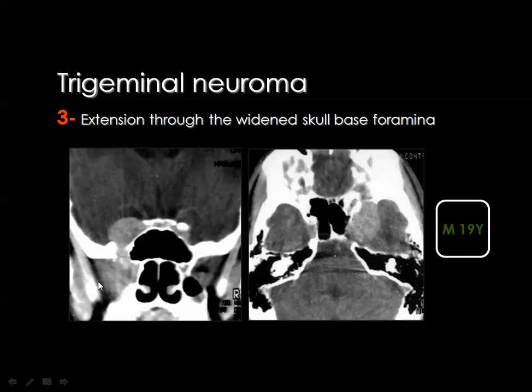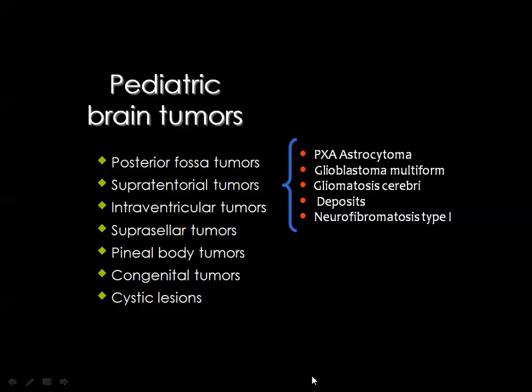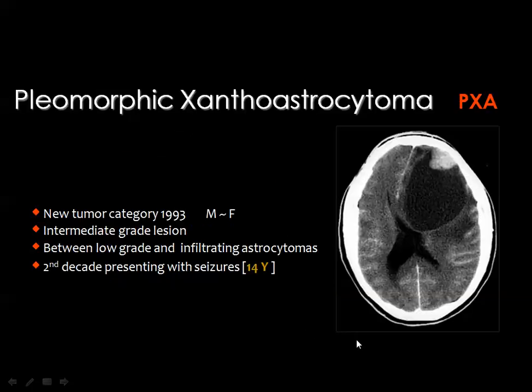Then we come to the supratentorial tumors. Actually, not all the tumors occurring in the adult population are seen in the pediatric age, but I will show those that can be seen in the pediatric age group. And this is one of them, which is known as the pleomorphic xanthoastrocytoma or PXA. And this tumor is exactly similar to the pilocytic astrocytoma, but occurs in the supratentorial area.